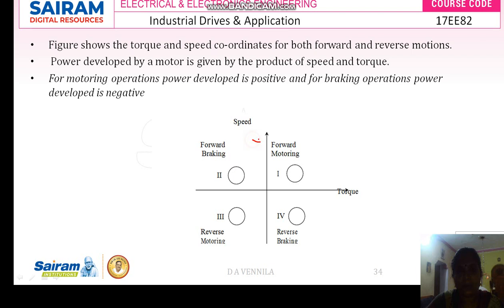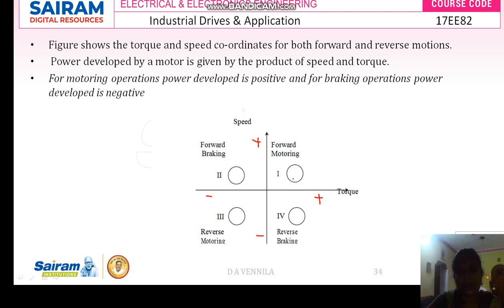Here the speed is positive, the speed is negative. Here the torque is positive and the torque is negative. In the first quadrant, both speed as well as torque are positive, so the power developed in the first quadrant is positive. For forward braking it is negative, for reverse braking also negative, and for reverse motoring, the power is also positive. So for motoring operation the power developed is positive, and for braking operation the power developed is negative.